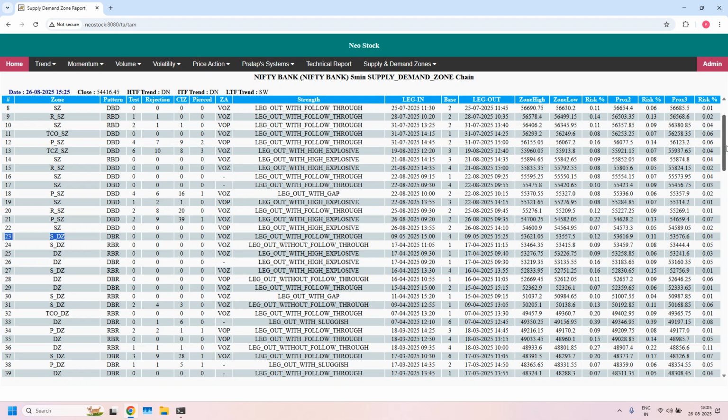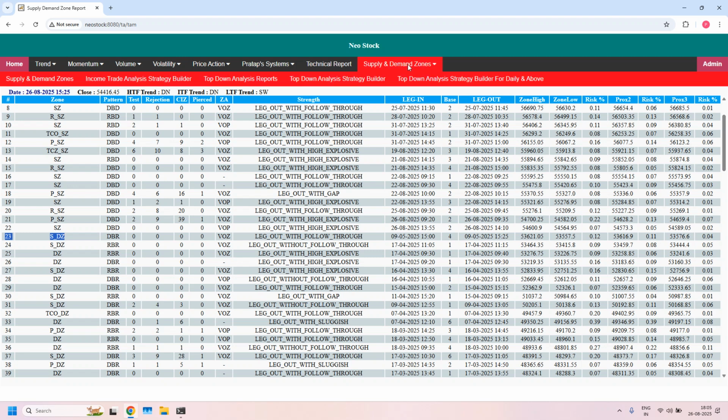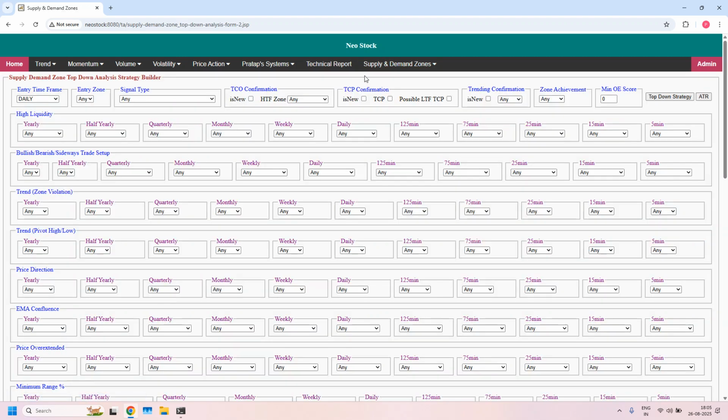So we have completed Bank Nifty supply demand zone chain generation. So we have completed both Nifty and Bank Nifty. Next, I will generate different income trades, that is monthly, weekly, daily and hourly income trades for sideways trade setup, bullish trade setup and bearish trade setup.